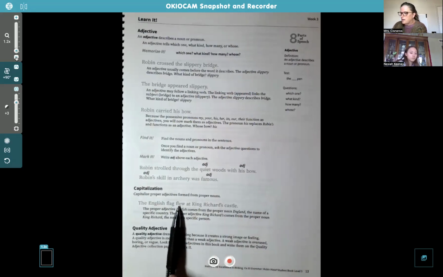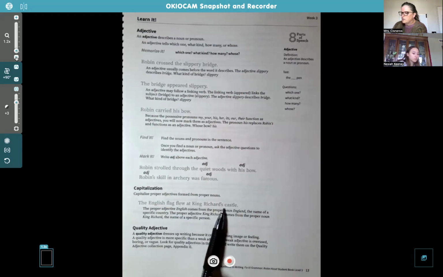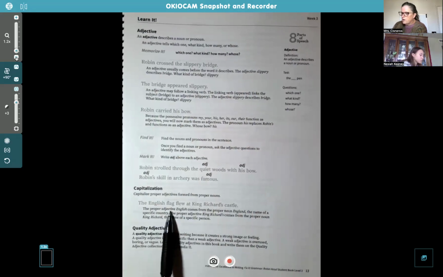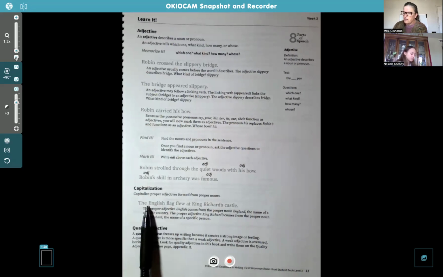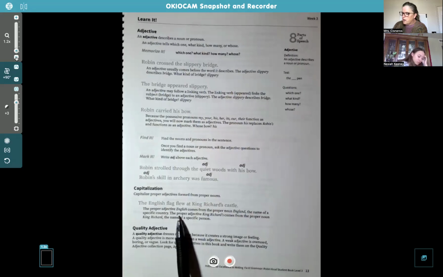The English flag flew at King Richard's castle. So the proper adjective English is coming from the proper noun England. So it's telling the country, but it's an adjective here telling about the flag. Like what kind of flag? It's an English flag, but still that word English is capitalized. The name of a specific country. The proper adjective King Richard's comes from the proper noun King Richard, the name of a specific person.